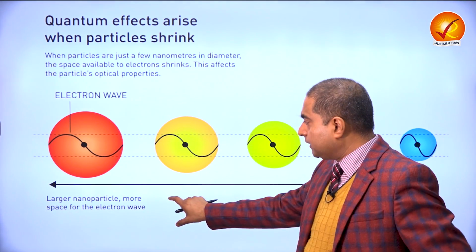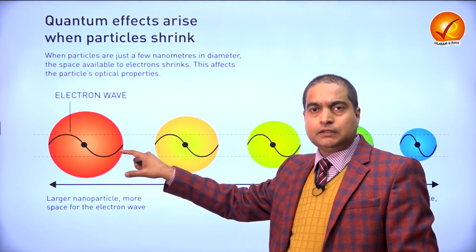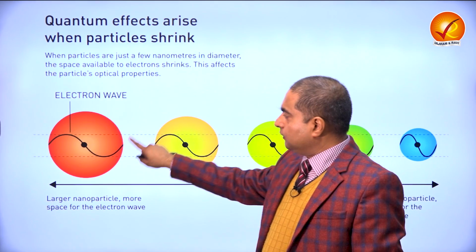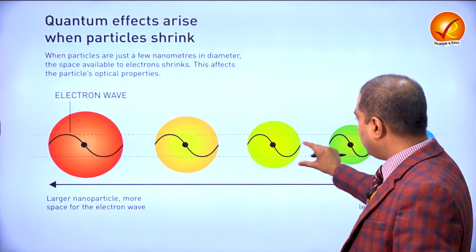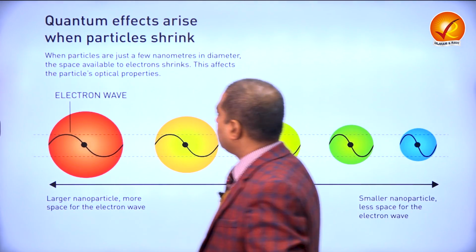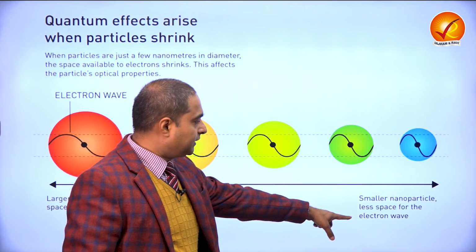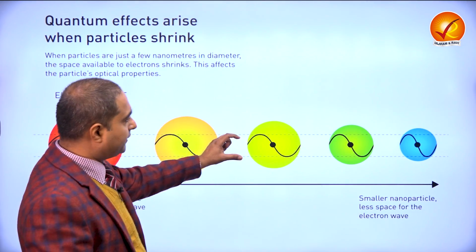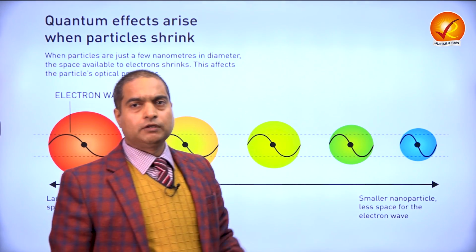Larger nanoparticles have more space for the electron wave, so they are going to emit a color of lower frequency, longer wavelength. If we reduce the size of the quantum dot, then electrons get confined. So with a smaller nanoparticle, there is less space for the electron wave, and that is why they will emit what? Of higher frequency or shorter wavelength, blue color.